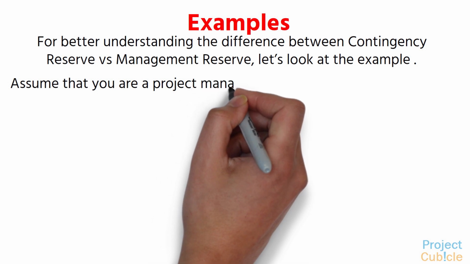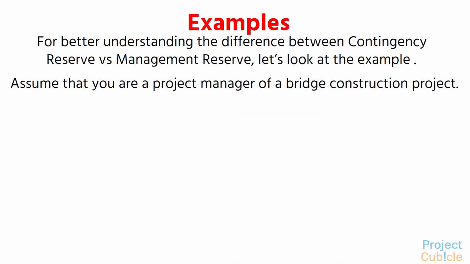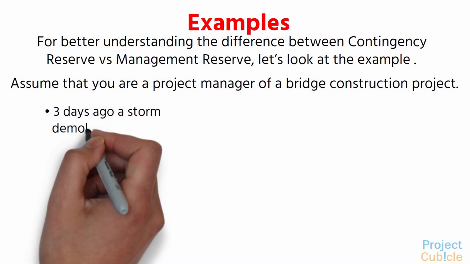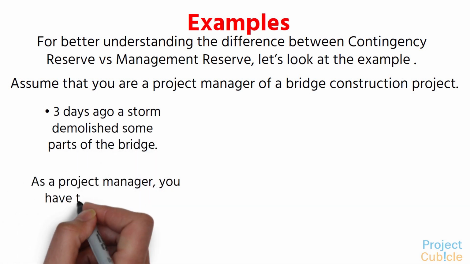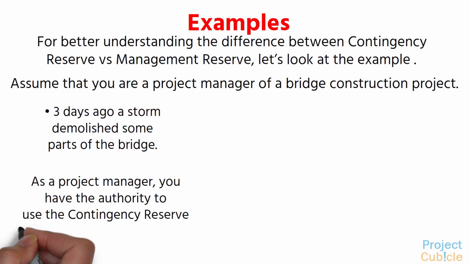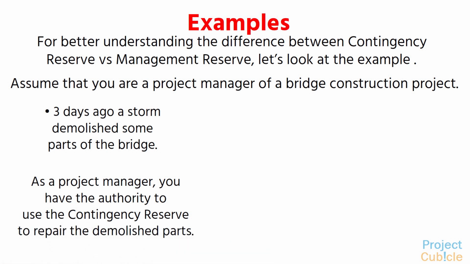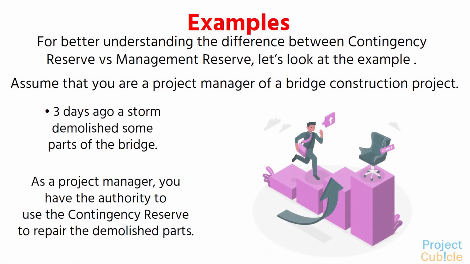Assume that you are the project manager of a bridge construction project. Three days ago, a storm demolished some parts of the bridge. As a project manager, you have the authority to use the contingency reserve to repair the demolished parts, because this risk was defined in the risk management plan and a fund has been added for this situation.